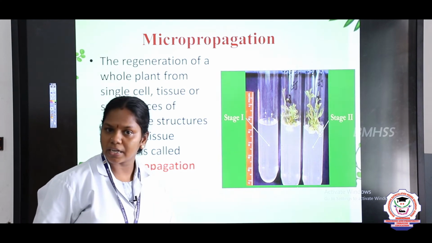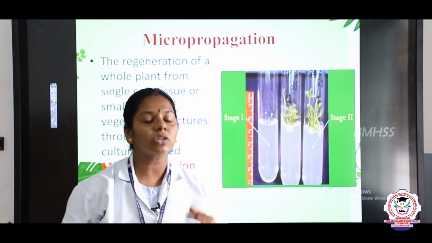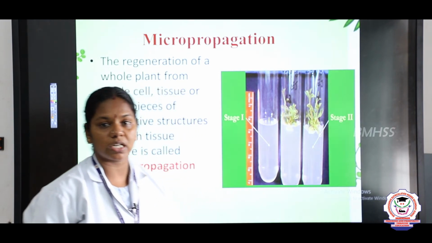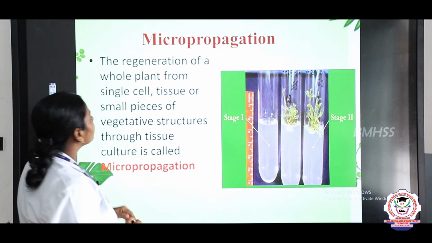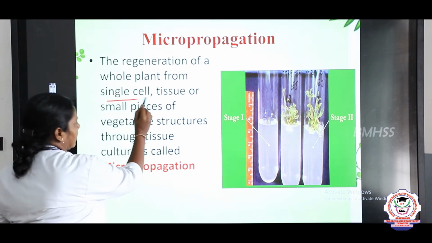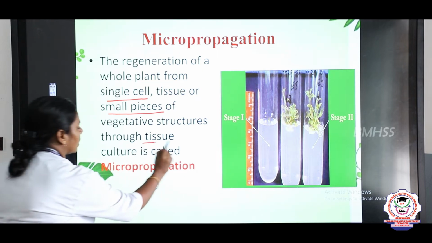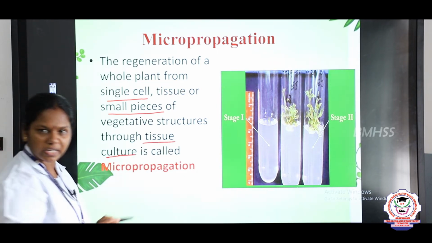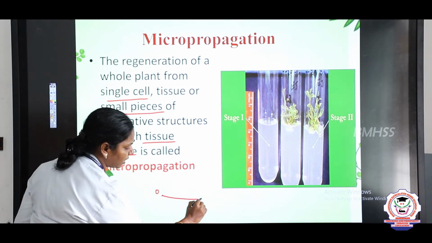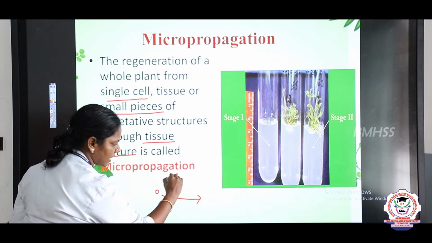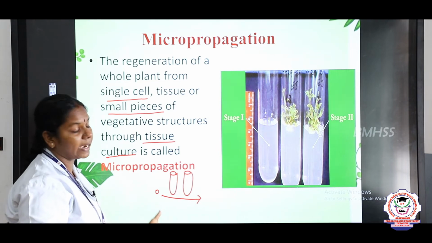In laboratory conditions, we are growing plants in a particular medium, and we call it tissue culture. And now we are going to study the definition of micropropagation: the regeneration of a whole plant from a single cell or a tissue or a small piece through tissue culture is called micropropagation. For example, you take a single cell and grow it in a laboratory medium, in tissue culture vessels, and later it develops into an entire organism.